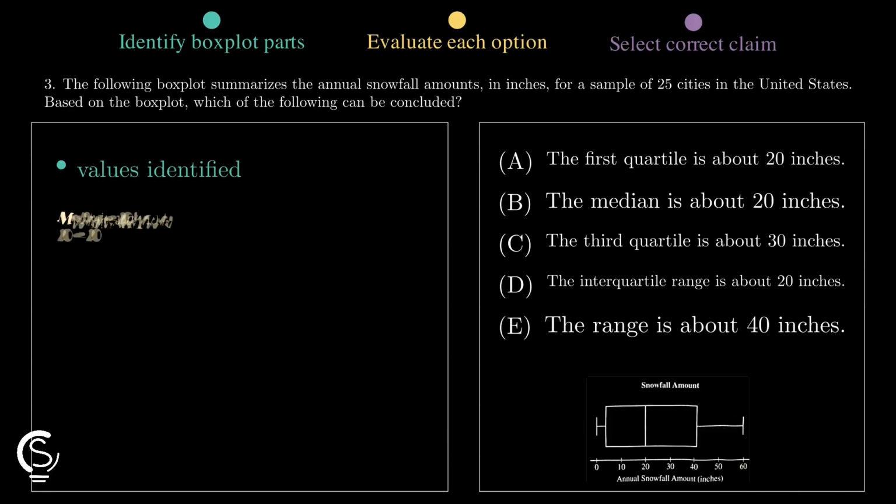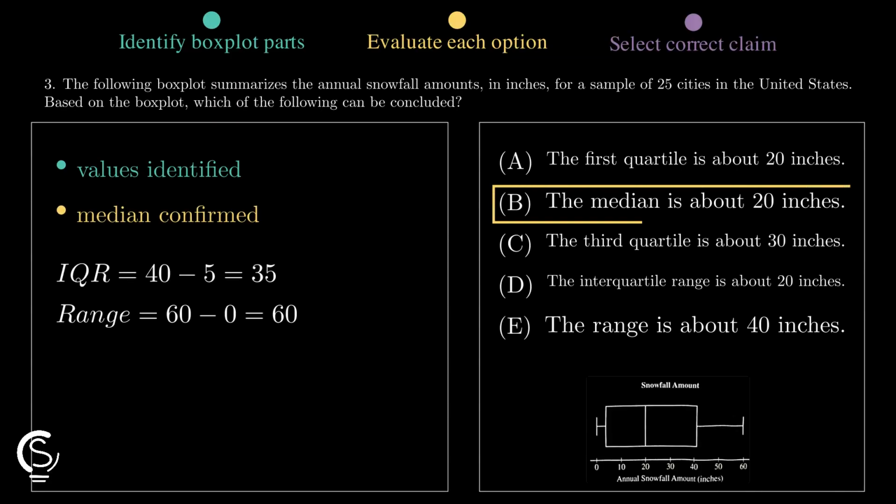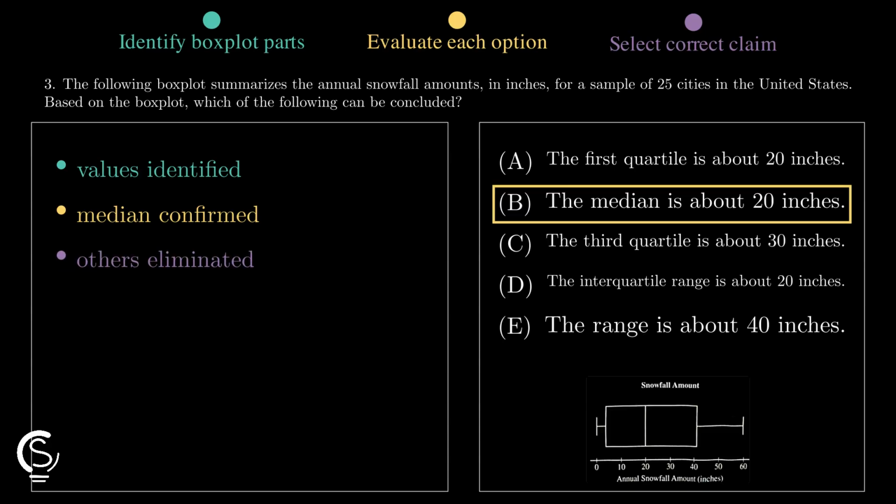Finally, check the others. Q1 is 5, not 20. Q3 is 40, not 30. The range is 60 minus 0, which is 60, not 40. Only option B.